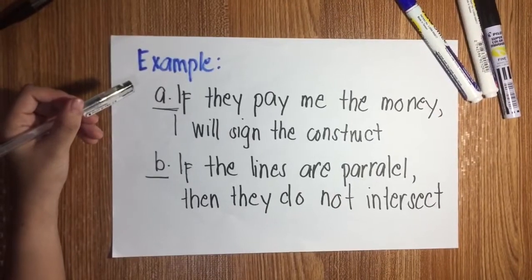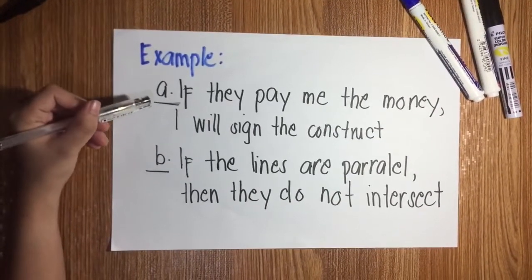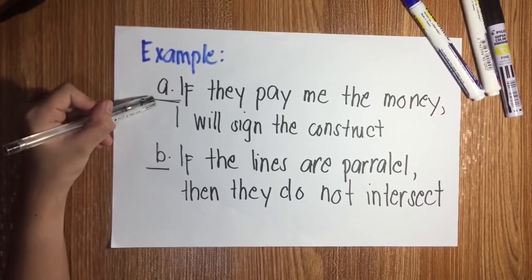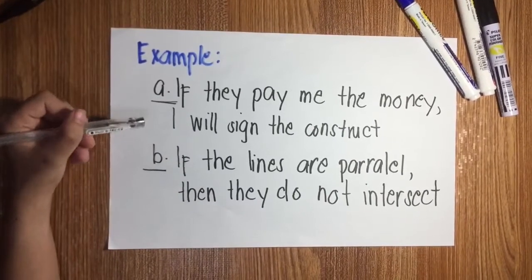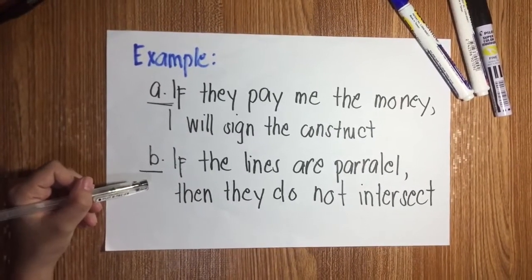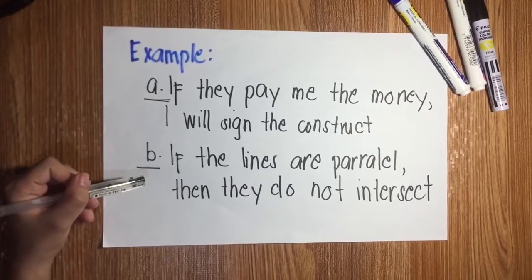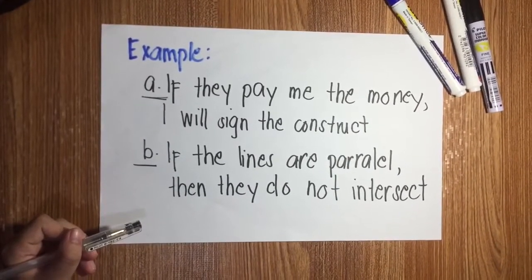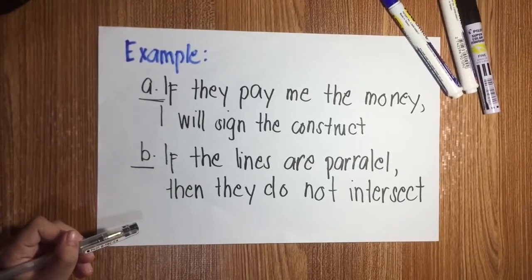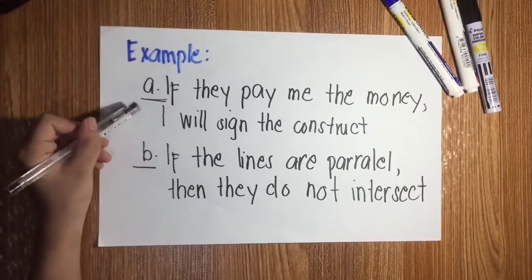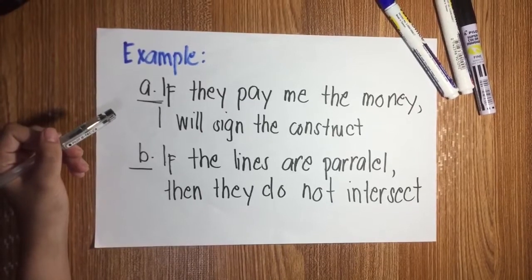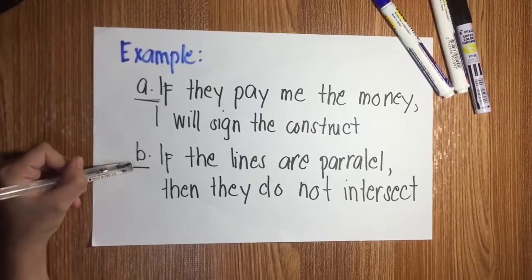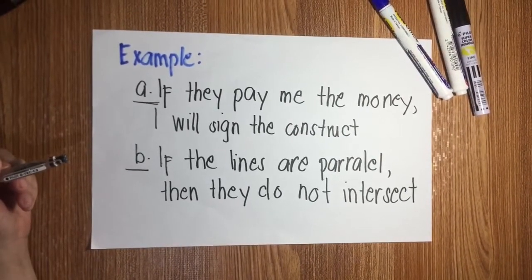The negation of P → Q is equivalent to P and not Q. Write the negation of each conditional statement. For A, if they pay me the money, I will sign the contract. For B, if the lines are parallel, then they do not intersect. In each case, we write the conjunction of the antecedent and the negation of the consequent. For A, they paid me the money and I did not sign the contract. For B, the lines are parallel and they intersect.